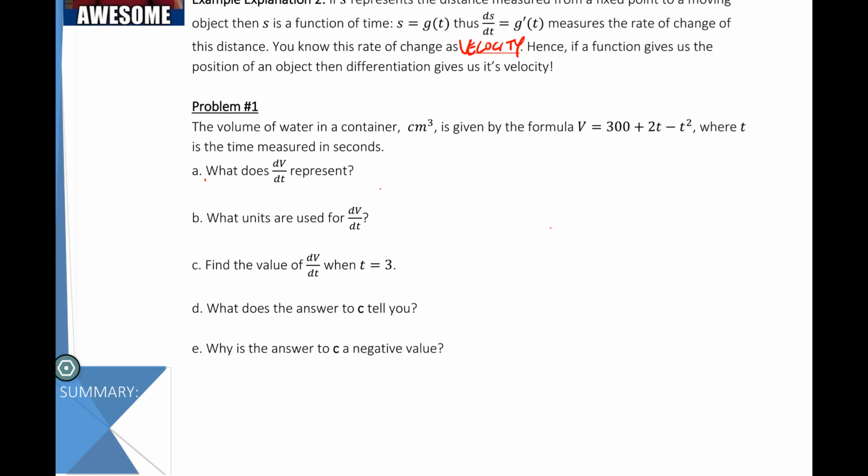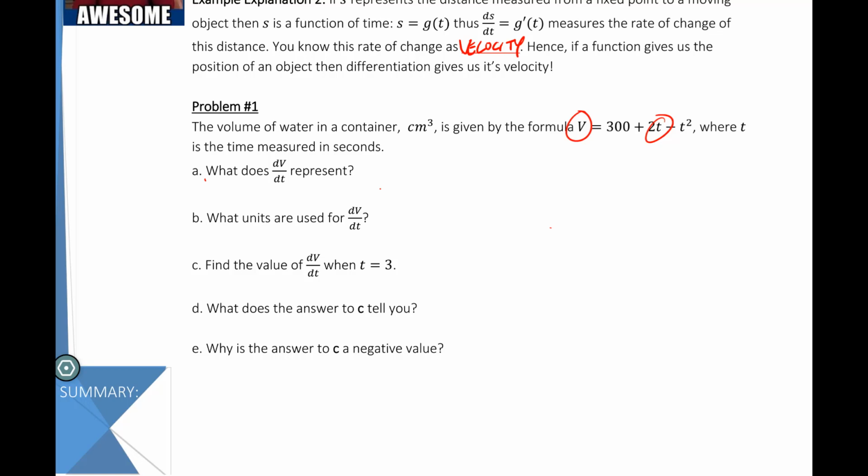The volume of water in a container is given in centimeters cubed and is given by the formula V equals 300 plus 2t minus t squared, where t is the time measured in seconds. So we have an equation for volume that is changing with respect to t, time. Okay, so what does dV over dt represent?